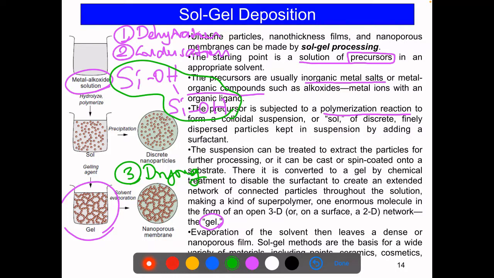So if you go a little bit deeper into the different steps you have in sol-gel: dehydration, condensation, which is the polymerization part, the reaction part, and the drying.